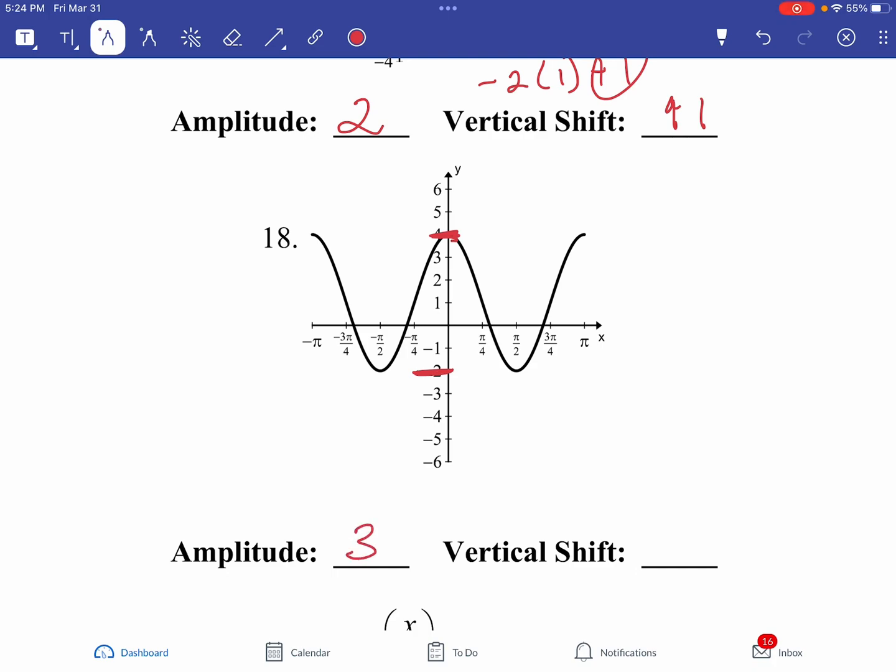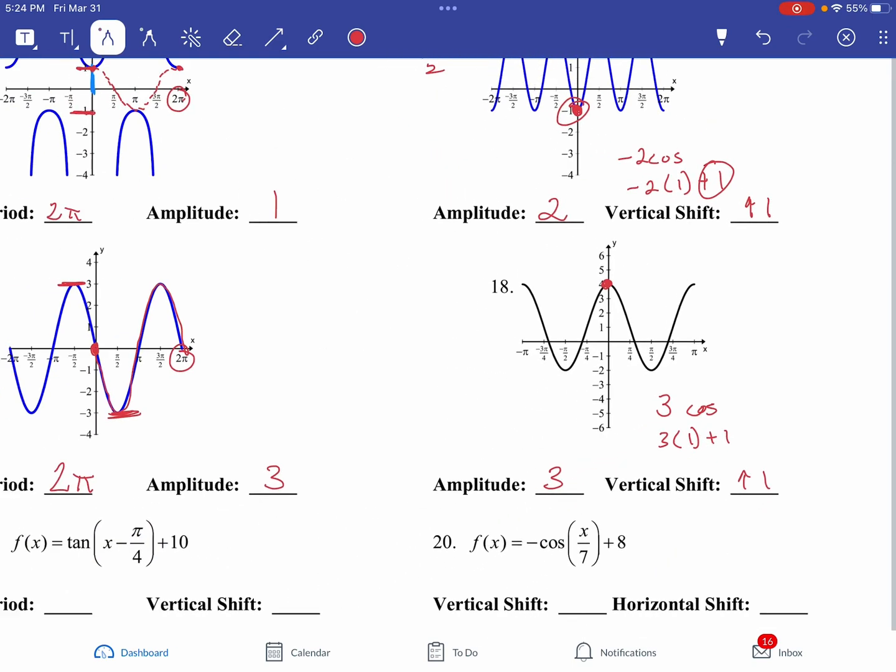Now your vertical shift, let's say again we are starting up at the top of our graph at 0, right here. That means we have an amplitude of 3. It's a cosine function, but yet we got up to 4. So to do that, 3 times cosine starts at 1. Got to get to 4, so we add 1. So our vertical shift would be adding 1, going up by 1. Okay, so that was with the graphs.